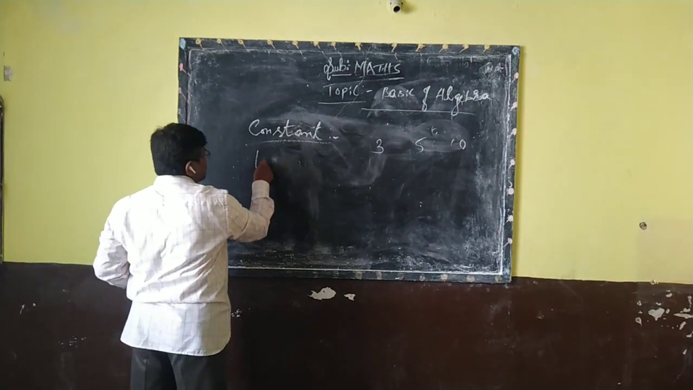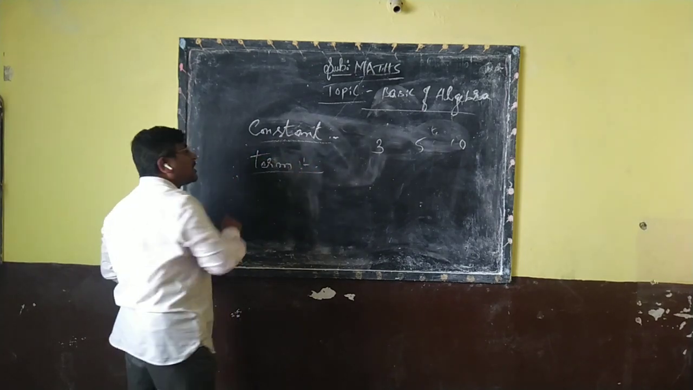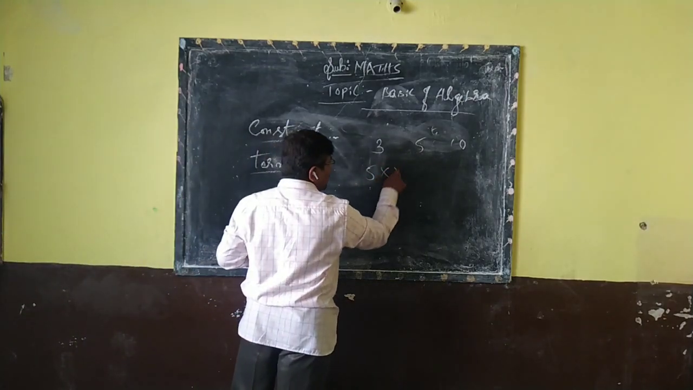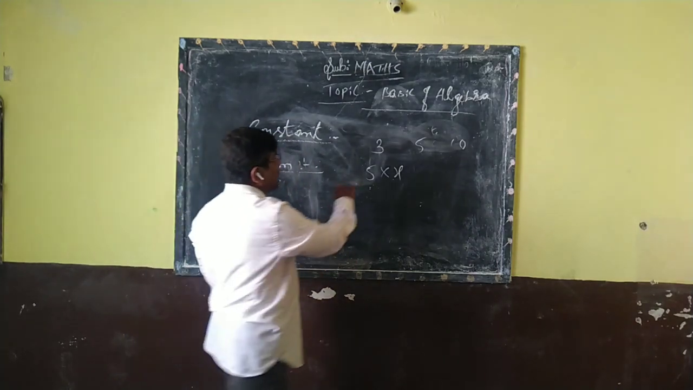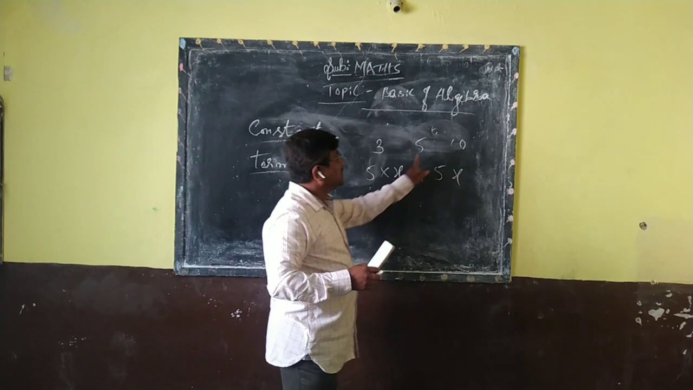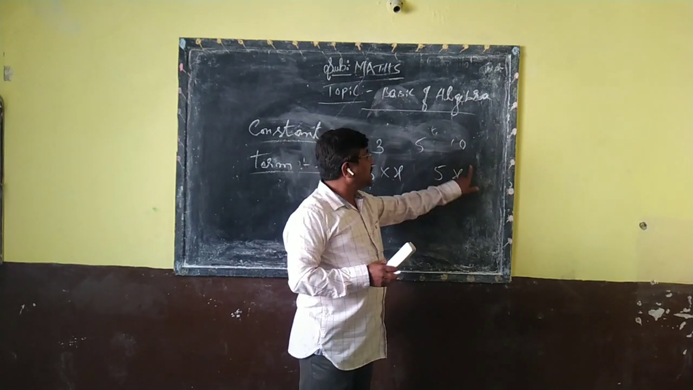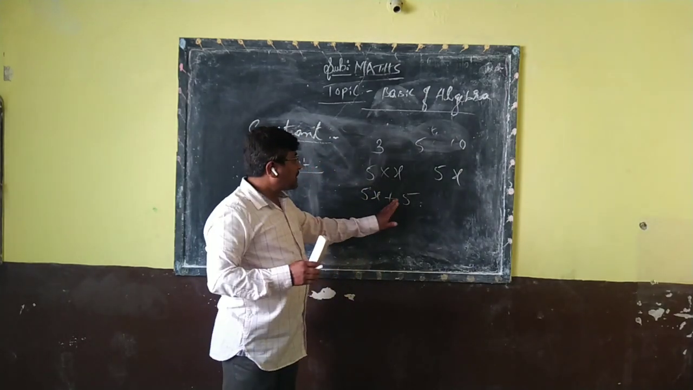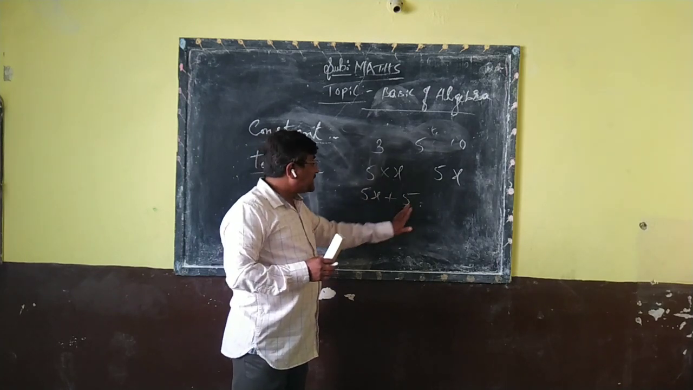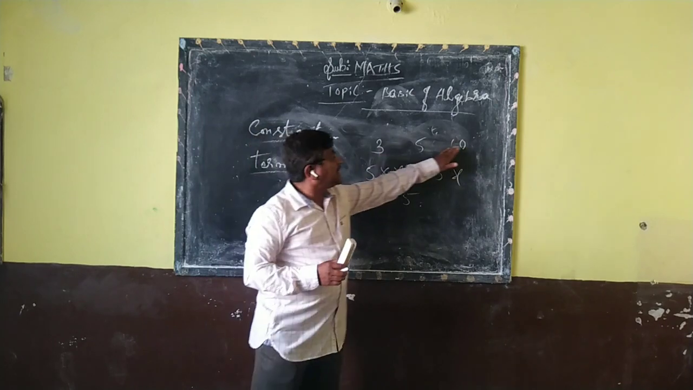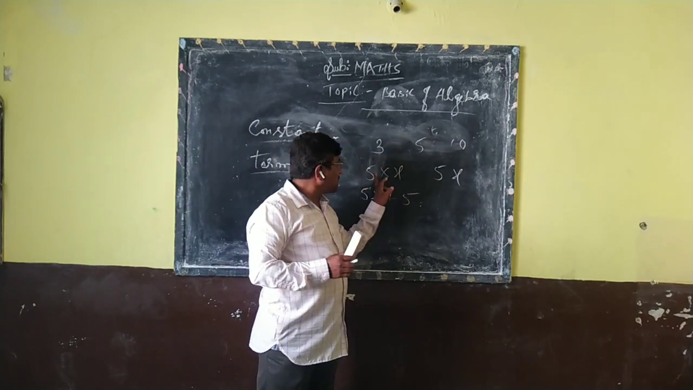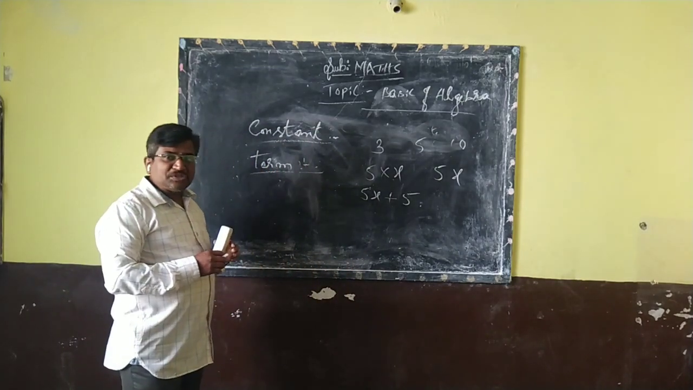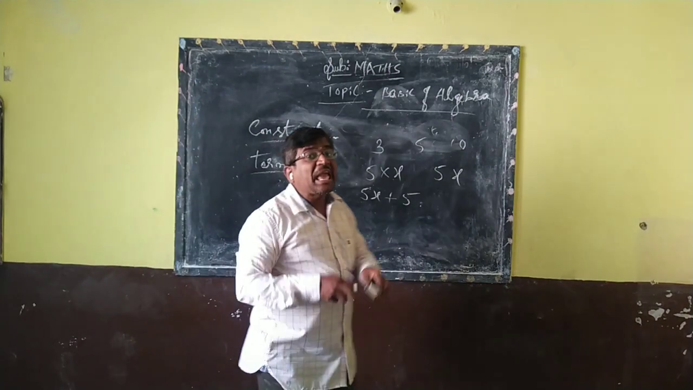So, what is a term, or algebraic term? Any number multiplied by a variable. That means 5x. Here, 5x is an algebraic term. Constant has only numbers, whereas a term has numbers with a variable. Clear, students?